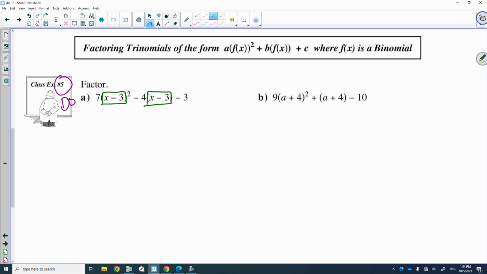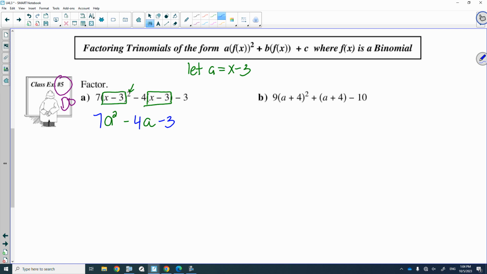What letter do you think I'll pick? Just pick any letter other than X, okay? Because X is already in this, so let's pick A. So write down let A equal X minus 3. So bring down that 7. There was that bracket, so put in an A, and that bracket was squared. Minus 4, there's that bracket, which I'm going to make an A, and then minus 3.